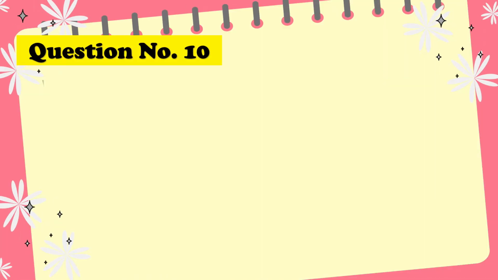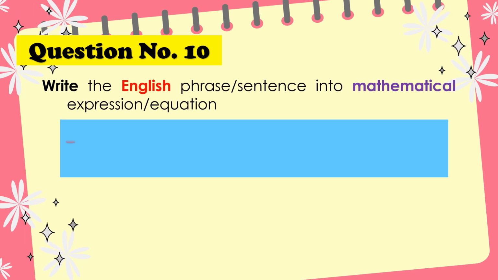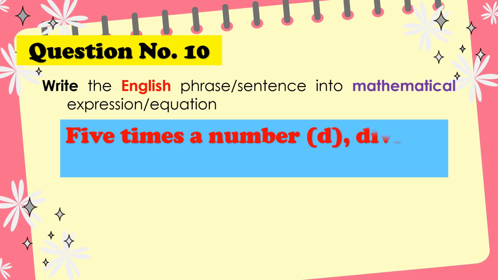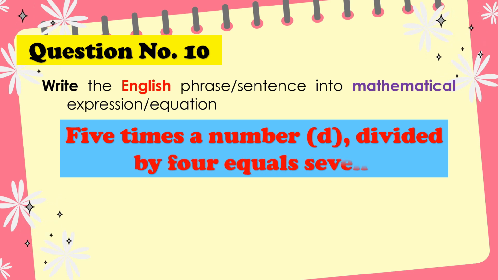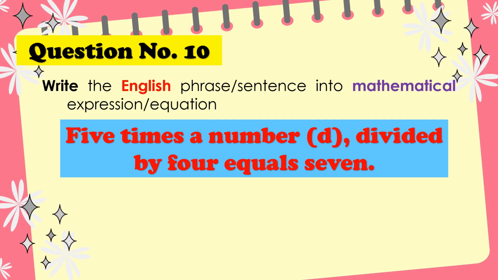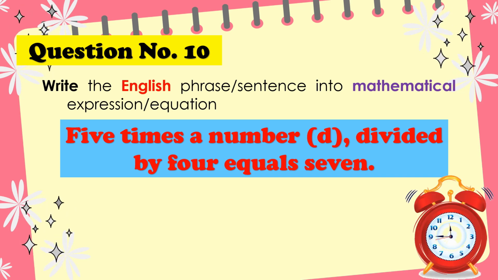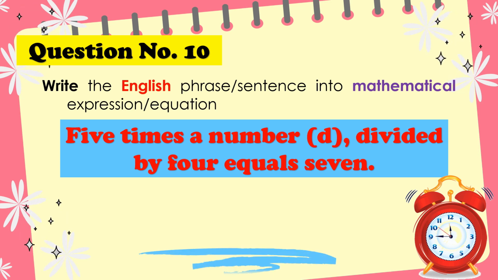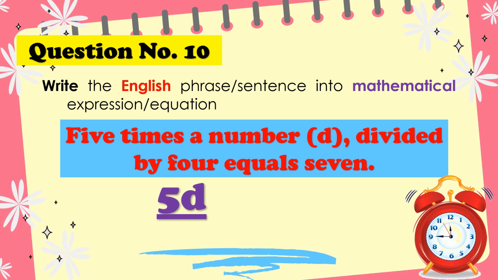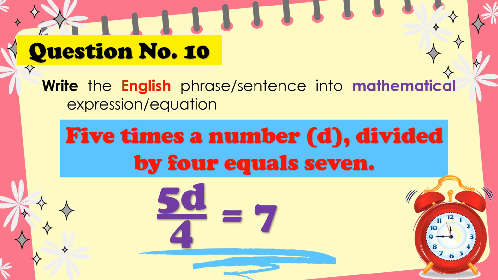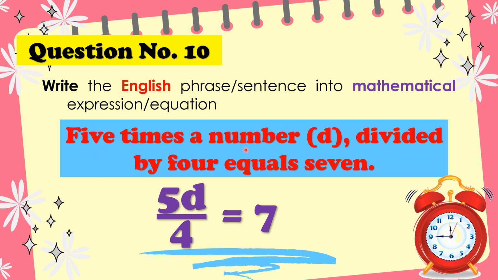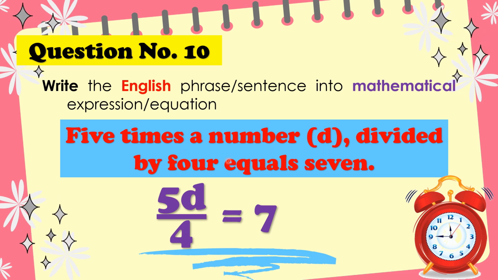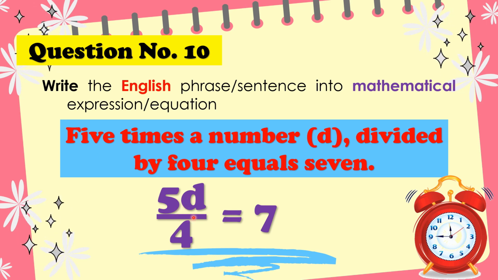For our final question, let us translate: 5 times the number d divided by 4 equals 7. Let us check your work. That would be 5D over 4 equals 7. Dahil sabi dito, 5 times a number represented by D, so that is equivalent to 5D.